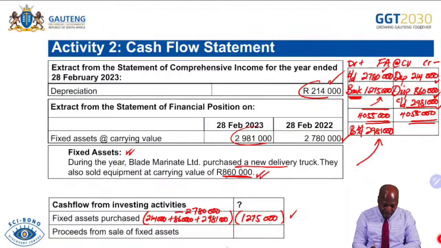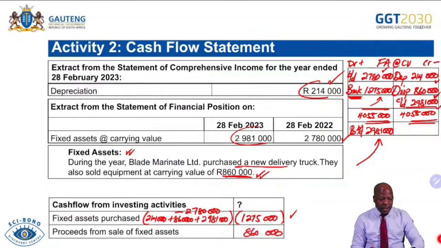Then the next aspect that comes is proceeds from the sale of fixed assets. And we have received 860,000. So we come here, we have our 860,000. This is cash inflow. That simply means no brackets.